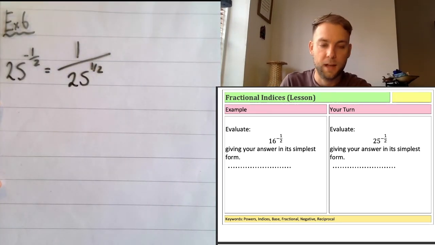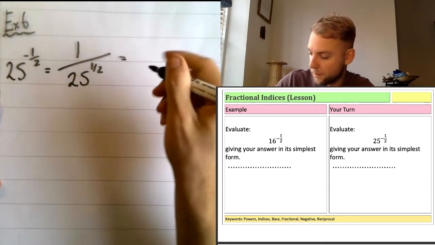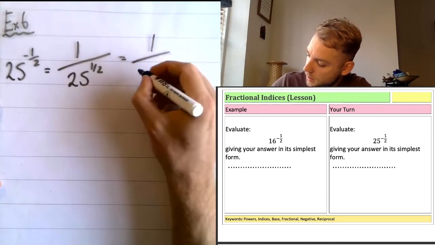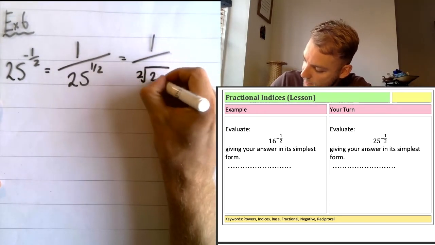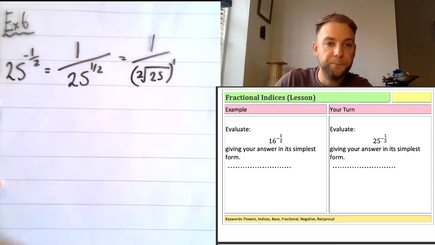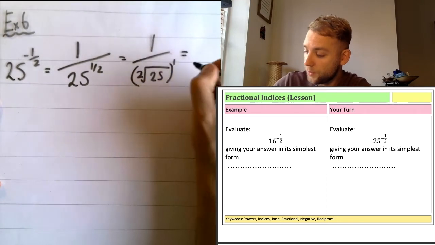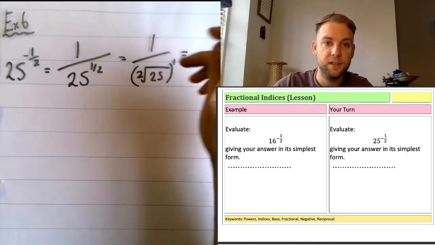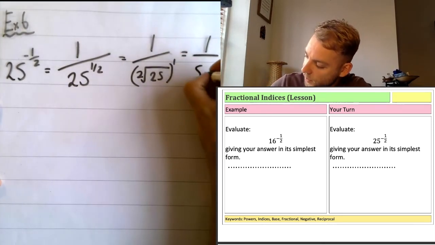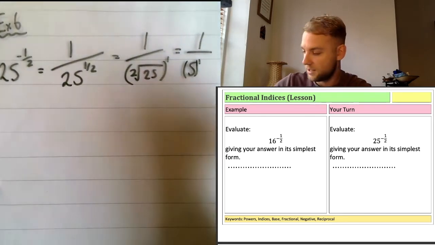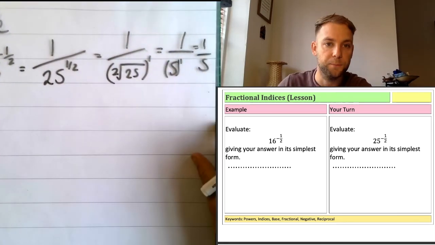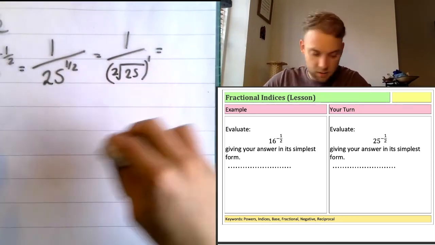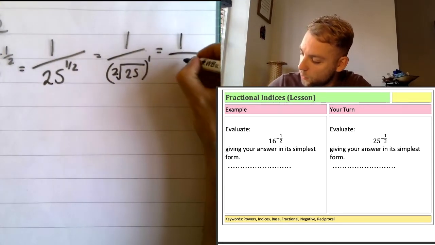Brilliant. Okay, and then we do, the bottom is the root, the top is the power. So it's still going to be 1 over, and it's going to be the square root of 25, all to the power of 1. And what is the square root of 25? Well, check your notes. Remember, we did them at the start. The square root of 25 is 5. So it's going to be 1 over 5 to the power of 1. Put that in there if you want. Which is the same as saying 1 over 5. And then to the power of 1, anything to the power of 1 is just the same, so it's going to be 1 over 5, like so.